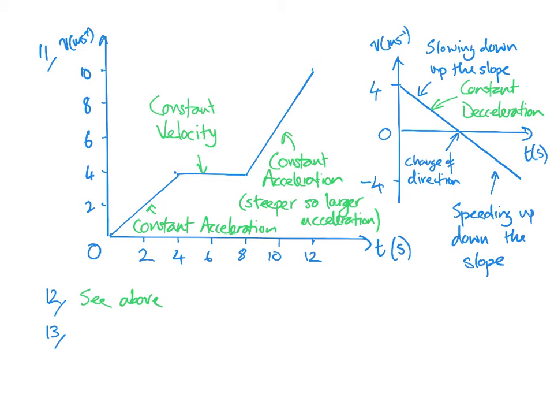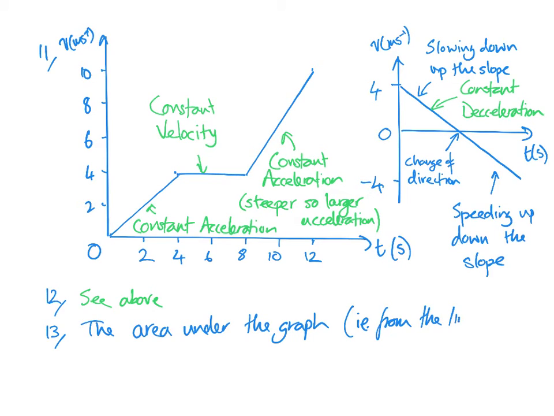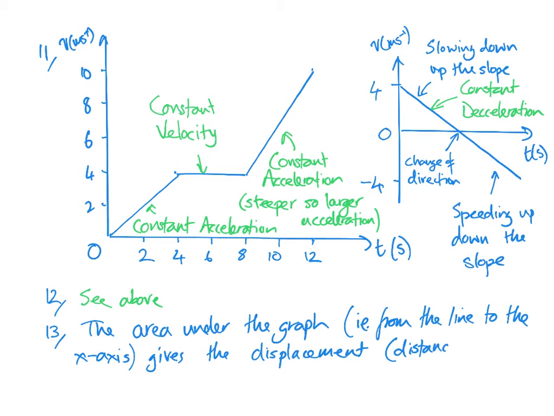Okay, for learning outcome 13, is the idea that the area under the graph, i.e. from the line all the way down to the x-axis, and that gives you the displacement. And in most examples that we're looking at, when it's only going in one direction, that's also the distance.